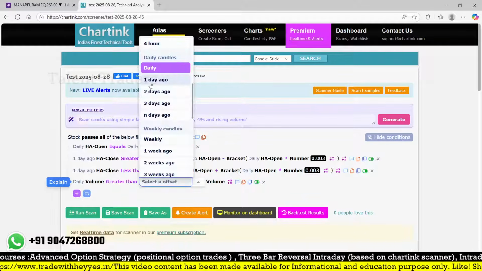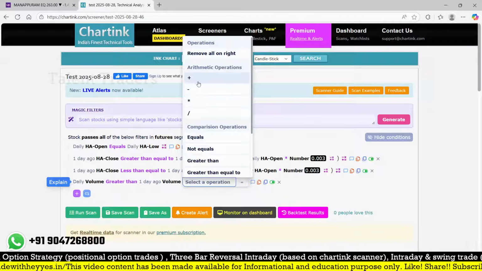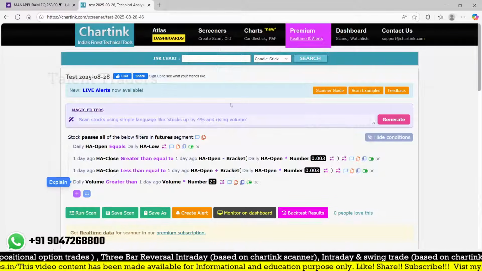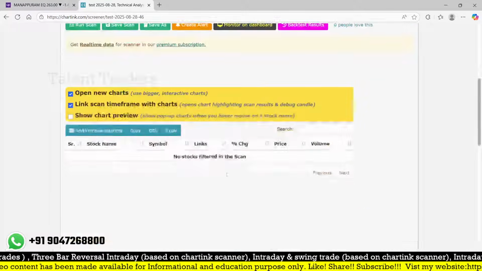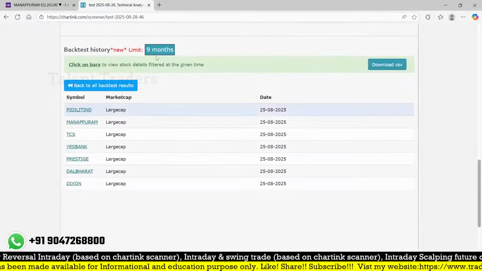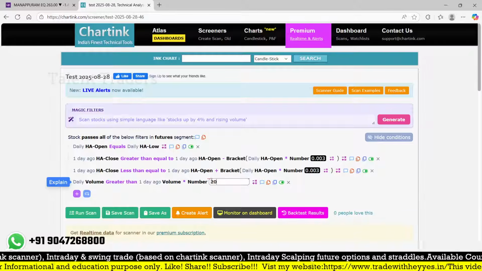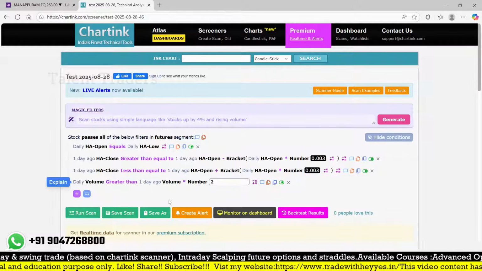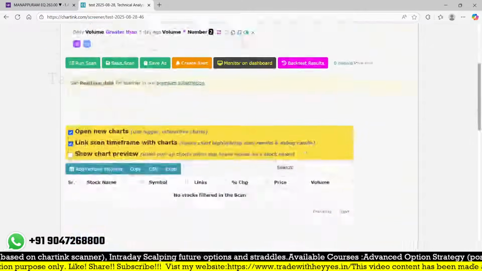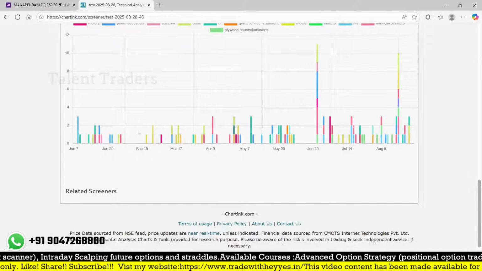So we need to use the 1 day ago volume, and multiply it by 2 times or 3 times, because we got many more stocks here. To avoid that, we will be getting the volume that is more than 2 times the previous day. So this line will help you find a very small number of stocks.